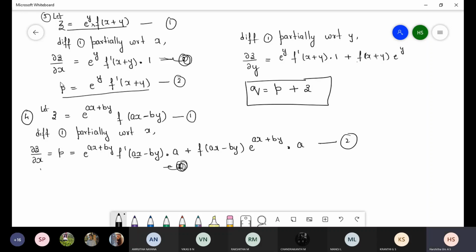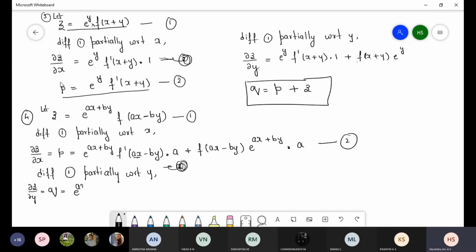Next, differentiate equation 1 partially with respect to y. So dou z by dou y, we can call this one as q.